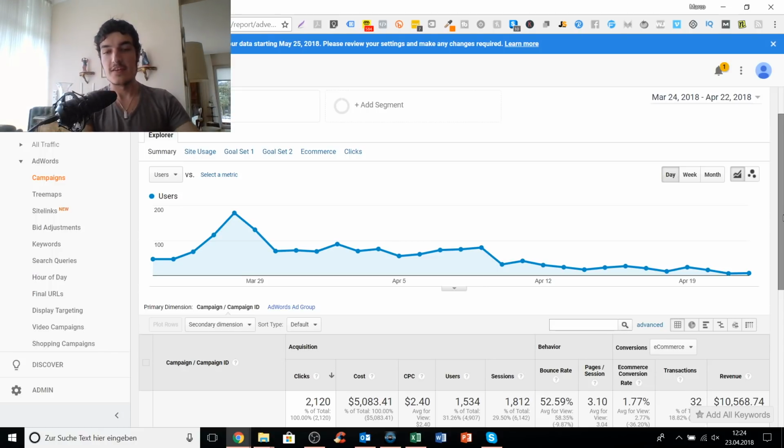If you use Google AdWords just like we do, then this is even easier because it fully integrates with Google Analytics already. So we can see here in the past 30 days, 31% of our users came from Google AdWords. And our average cost per click was $2.40. Our average e-commerce conversion rate was 1.77%. And we made a total revenue of $10,500 from Google AdWords.